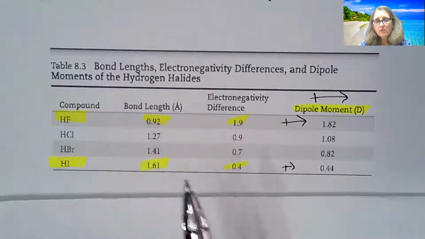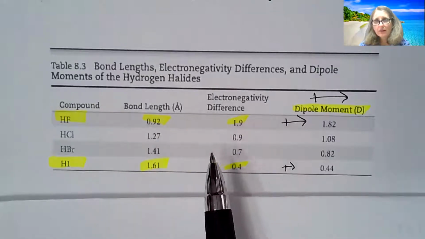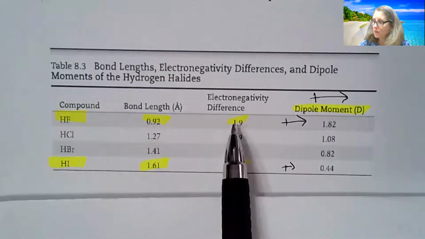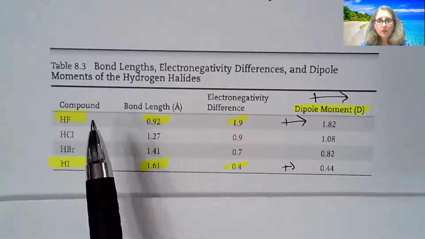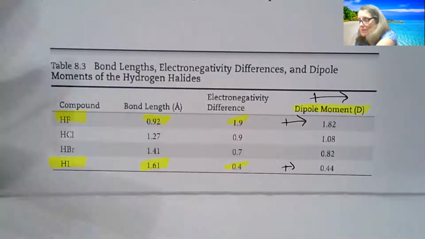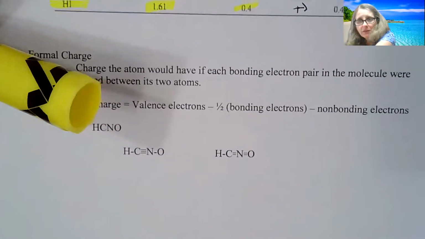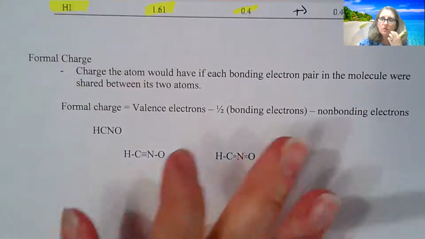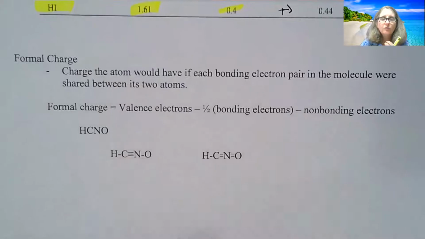So I thought this wasn't a bad table to talk about, again, some electronegativity, and we're gonna talk a little bit more about that in terms of polarity, but then the bond lengths themselves. All right, so the last thing I'm going to finish up in chapter 8, and then we'll go on to chapter 9, is something called formal charge.